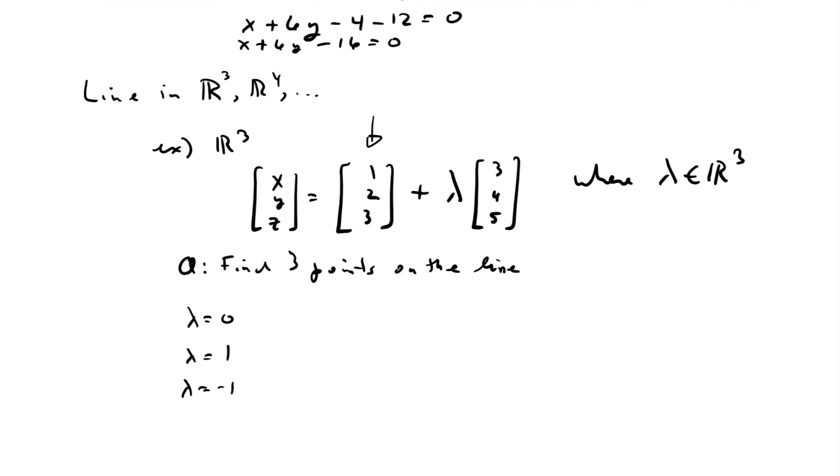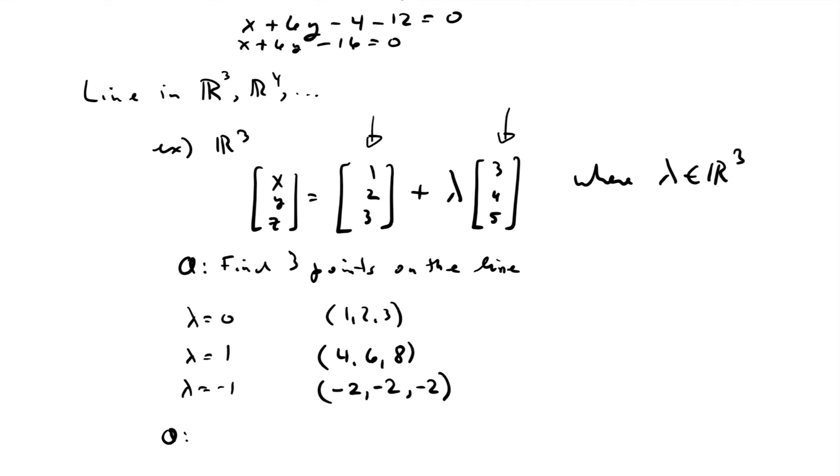And by the way, let's come back to it afterwards, but we're going to talk about what's (3, 4, 5). So if lambda is 0, you get (1, 2, 3). If lambda is 1, you get (4, 6, 8). If lambda is -1, you get (-2, -2, -2): 1 minus 3, 2 minus 4, 3 minus 5. So that's another point on the line, and you could get infinitely many points.